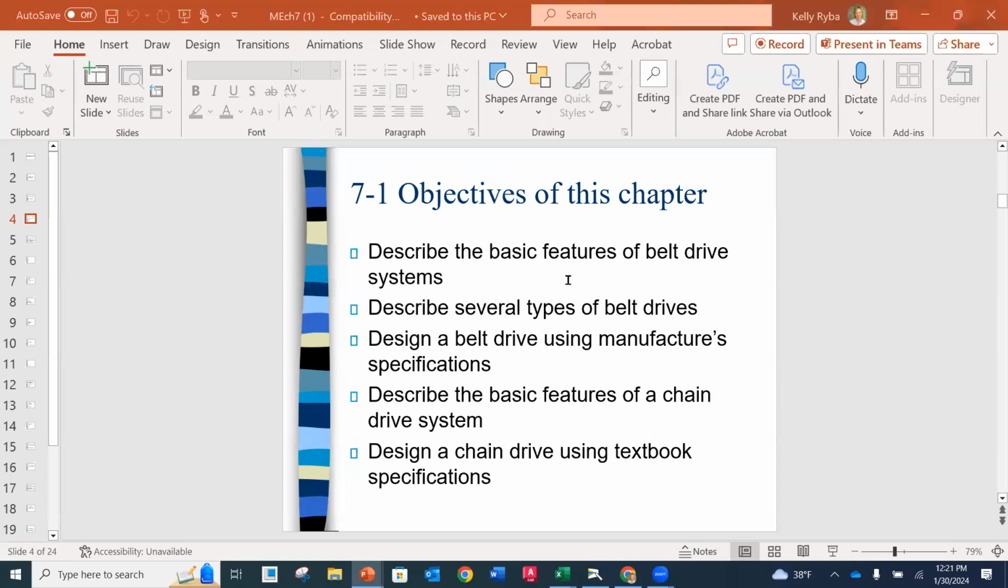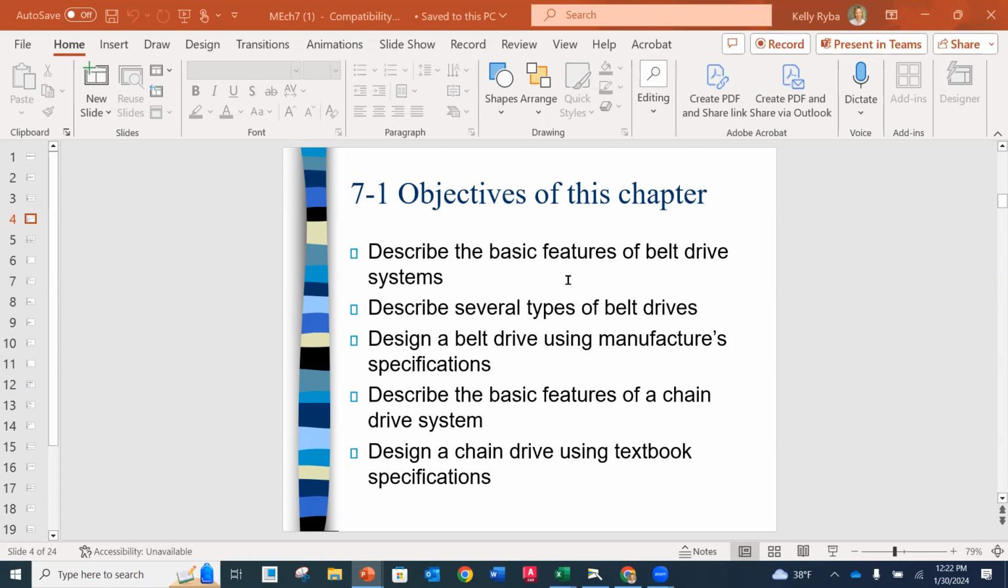Okay. So the objectives of this chapter: we're going to be describing basic features of belt drive systems. We're also going to be looking at different types of belts and identifying where they would be most often used. Then we're going to use a manufacturer's catalog, a Gates catalog, in order to specify a belt drive. And then we're going to do the very same thing with the chains, except for the chains we're going to stick to the textbook information, mostly because chains are kind of like a standard category, like fasteners. If somebody's going to make a chain, they have to make it to certain specifications based on the number that it is.